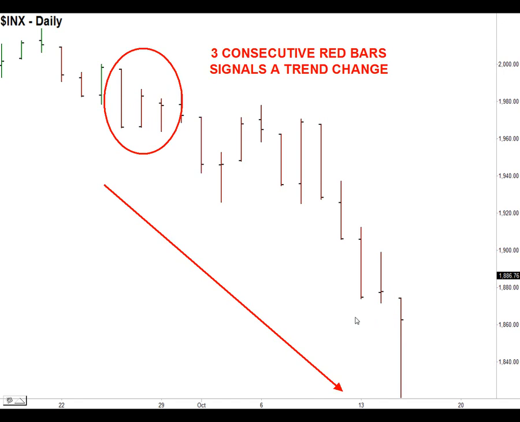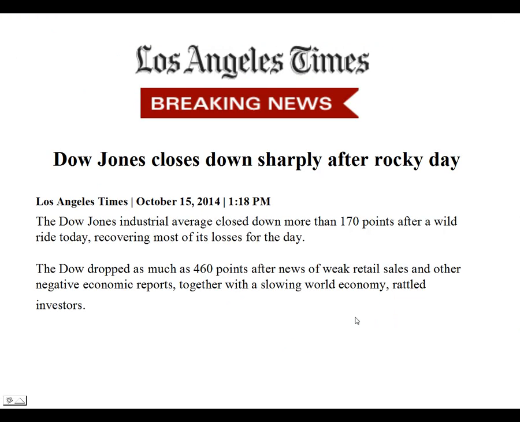It was still a negative day, but at the end of the day, the LA Times came out with breaking news saying the Dow Jones closes down sharply after a rocky day. The industrial average closed down more than 170 points after a wild ride today, but it recovered most of its losses for the day. In fact, we were down as low as 460 points after news of a weak retail sales and other negative economic reports.